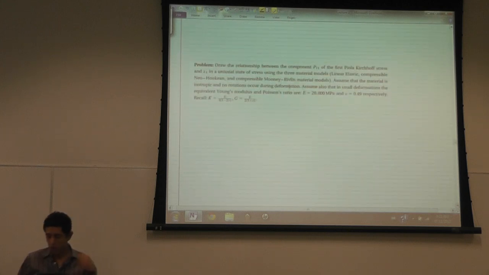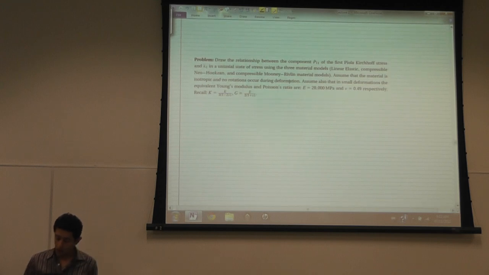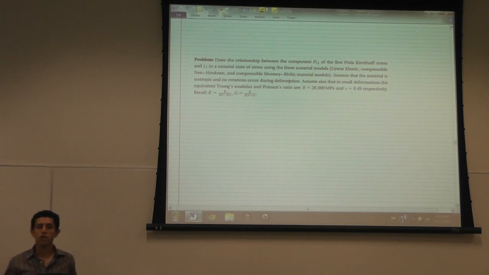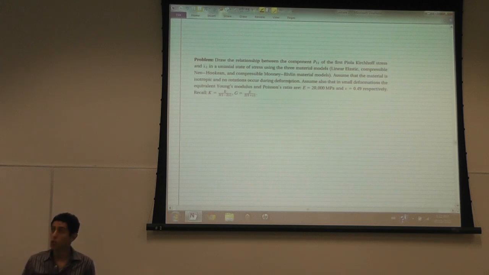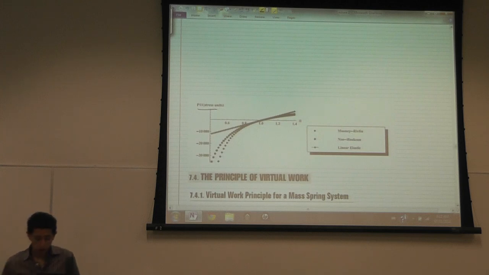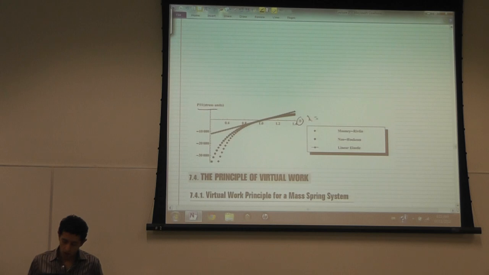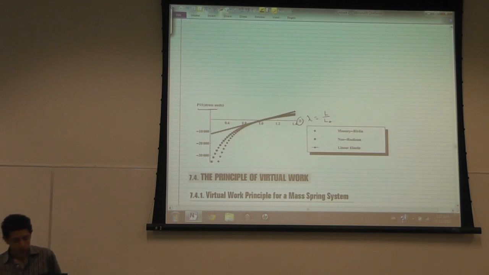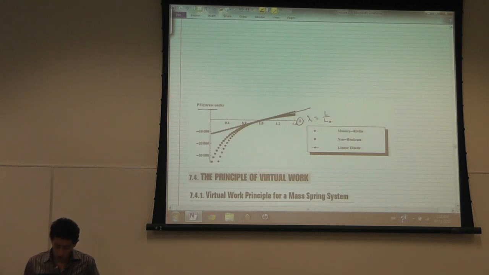Okay, so let's show an example. Basically, I would like to see what is the stress-strain relationship of these materials. If I take a piece of this material in the lab and I stretch it, what is the relationship between the force, or the relationship between the engineering stress and the engineering strain, for example? I'll just give you the shape. If I look at the engineering stress P11, which is the first Piola-Kirchhoff stress P11, versus lambda 1, which is L over L naught, if it's linear elastic, we know that you get this straight line. If you have a neo-Hookean material, you get this curve. And if you have a Mooney-Rivlin material, you get this curve.